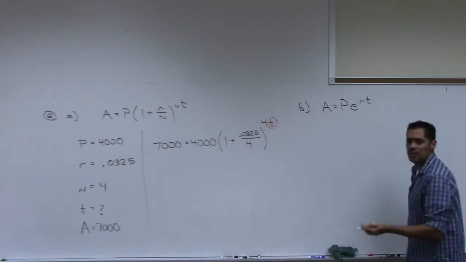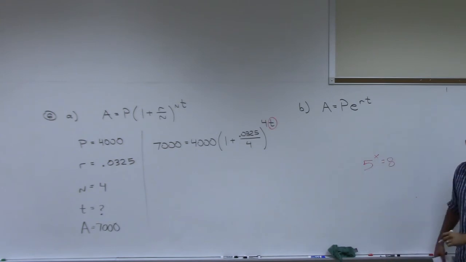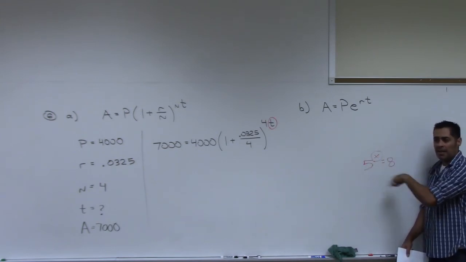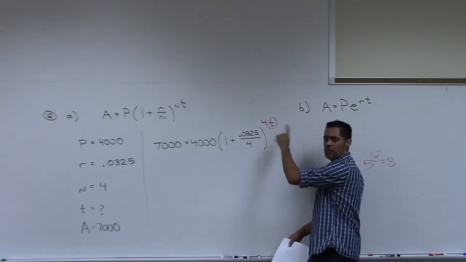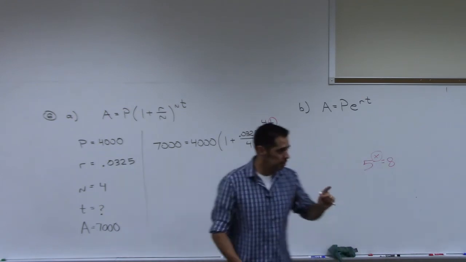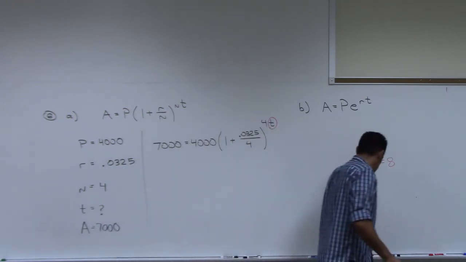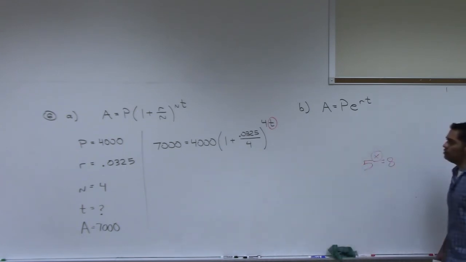Look at the problem we did a second ago. 5 to the x equals 8. We were solving for x, weren't we? And x was up here in the exponent, and we had to turn this into a logarithm to do it. Same thing here. If we're going to solve for t, we have to turn this into a logarithm. However, we got to do some other stuff first. So let's start cleaning up some things. What can we do at this point?